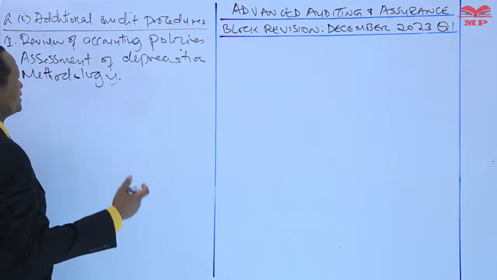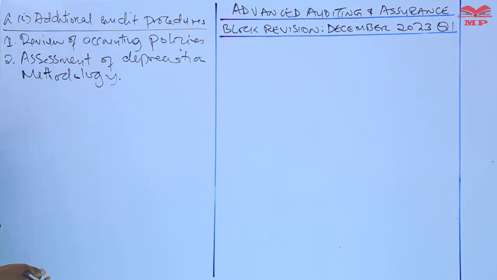The auditor should assess the methodology on depreciation. The auditors ought to evaluate the appropriateness of the depreciation method that is applied to buildings. This means assessing whether the straight line method is reasonable or any other method of depreciation.